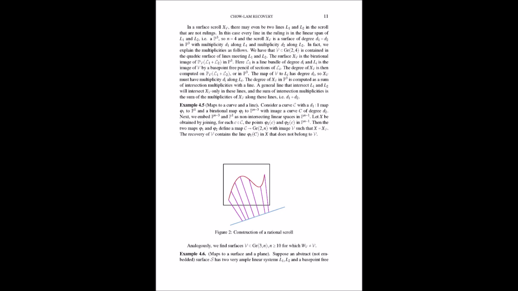And they go even further, connecting the Chow Lam recovery for a cubic surface to a special configuration of lines on the surface called a double six. A double six, what's that? It's a collection of 12 lines on the cubic surface that are arranged in a specific pattern. You can divide them into two groups of 6 and no two lines within the same group intersect. But each line from one group intersects 5 lines from the other group.